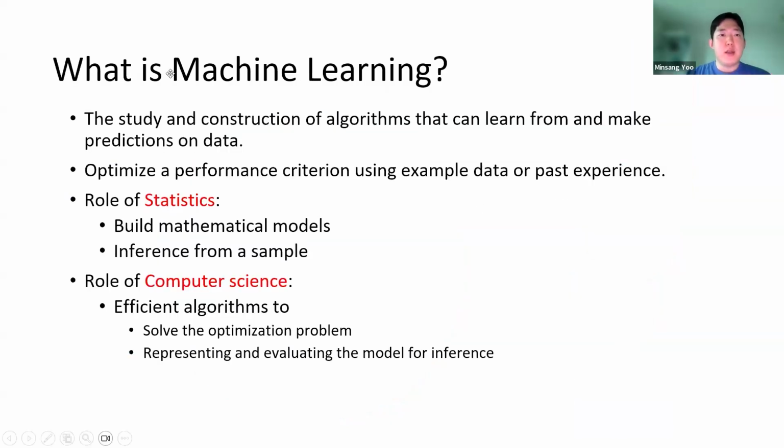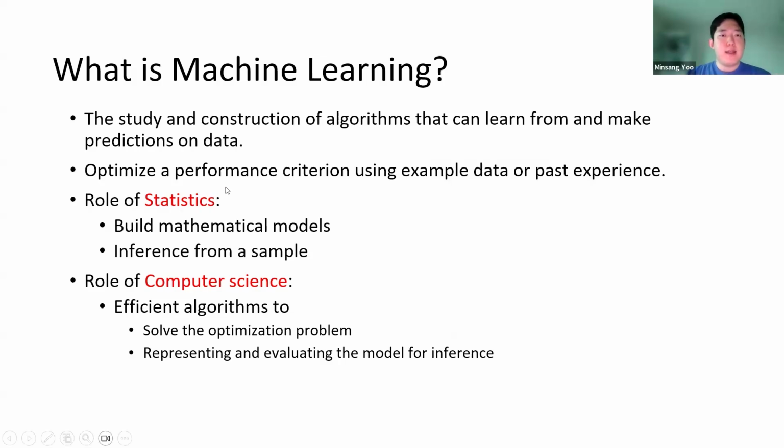So, what is machine learning? It is the study and construction of algorithms that can learn from and make predictions on data. The predicting part is very important in machine learning. And we optimize a performance criterion using example data or past experience. Well, data is a past experience because it's created by them.